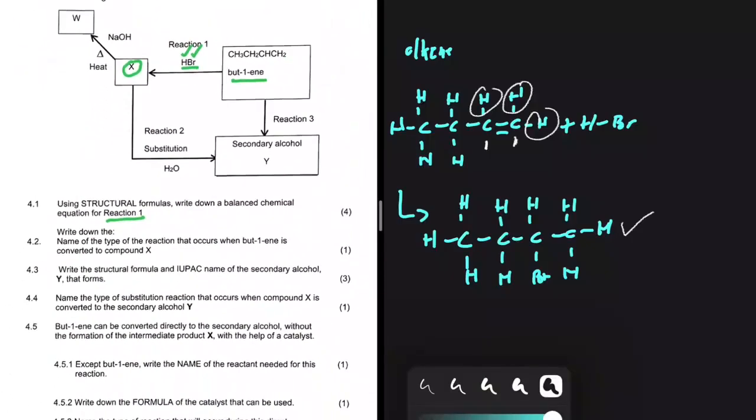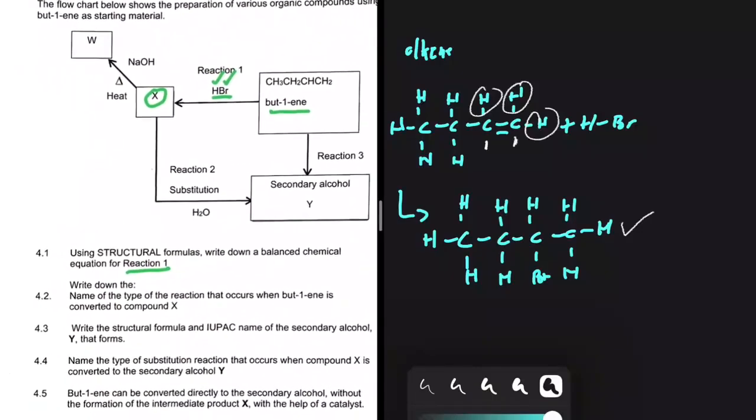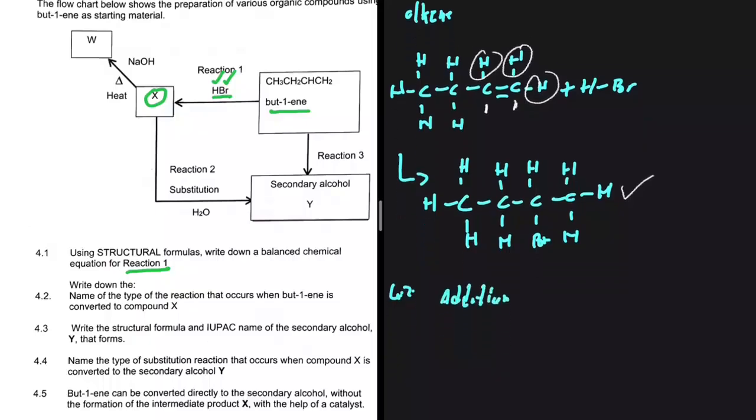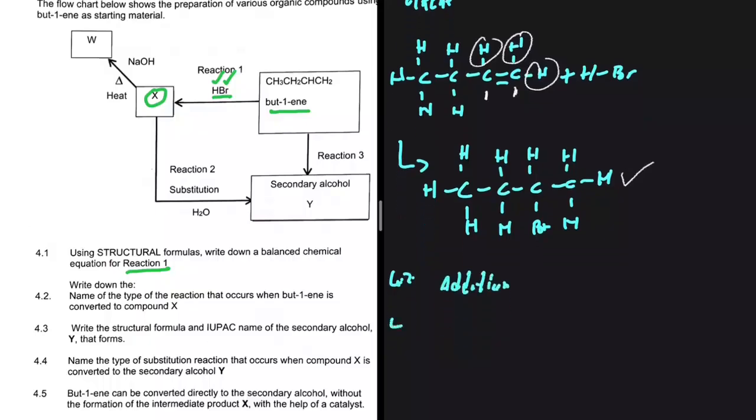That is 4.1 marks. Let's go ahead and do 4.2. Write down the name of the type of reaction that occurs when but-1-ene is converted to compound X. We already know that if a reaction starts with an alkene, we have an addition reaction. Quite an easy question to answer.